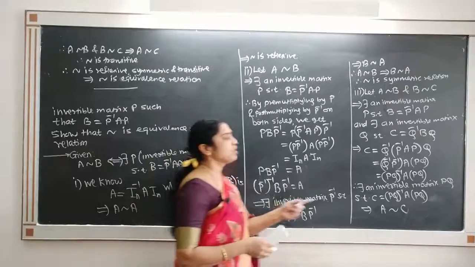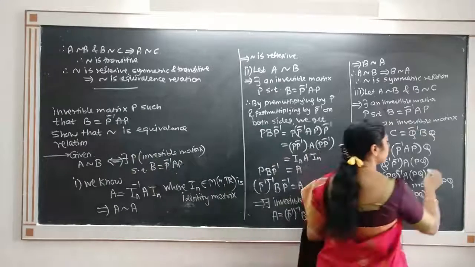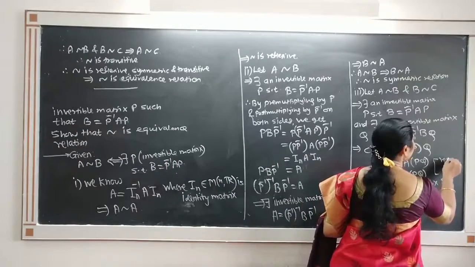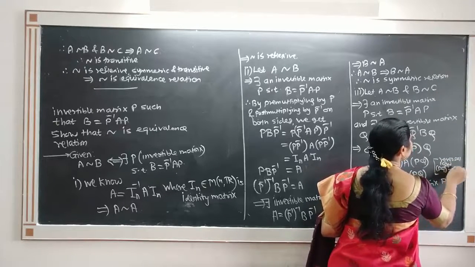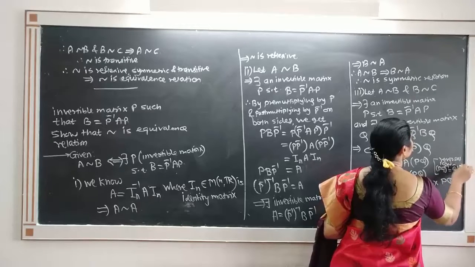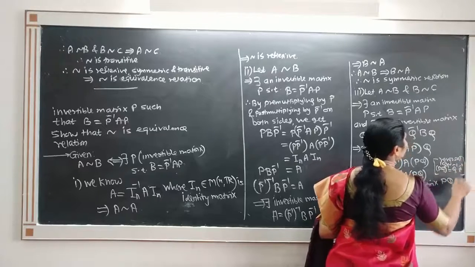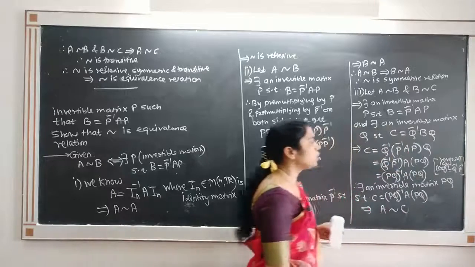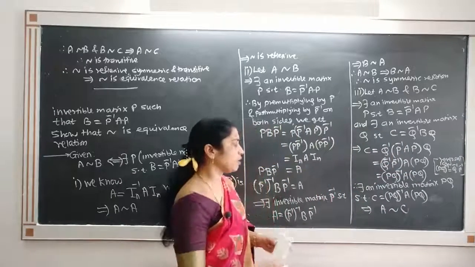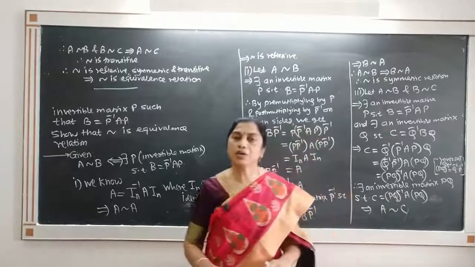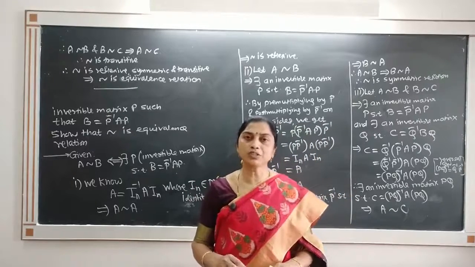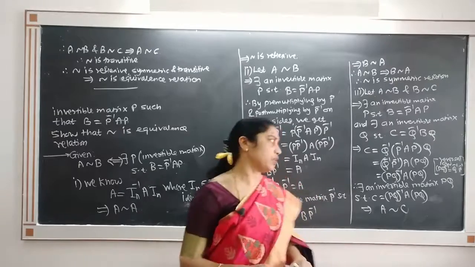Here we use the reversal law of inverse. The reversal law is nothing but PQ inverse is the same as the reverse, that is Q inverse P inverse. So this is the reversal law. PQ inverse is equal to Q inverse into P inverse, and therefore we have also A is related to C, and the relation becomes an equivalence relation.